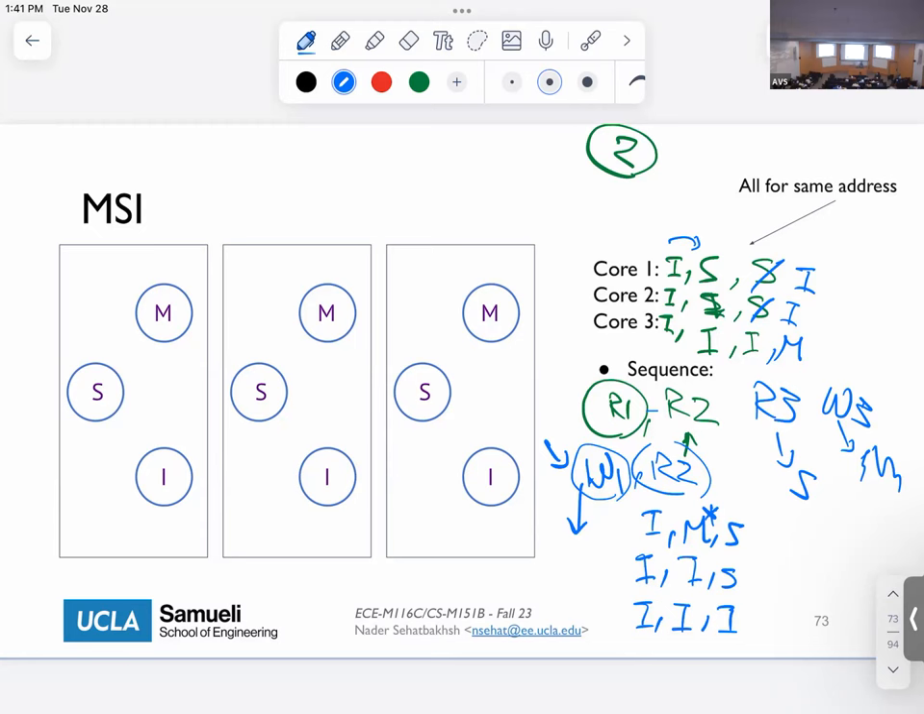Yes. So if you do R1, R2, R3, you end up with SSS. Yes, if you do W3, then it becomes IIM.